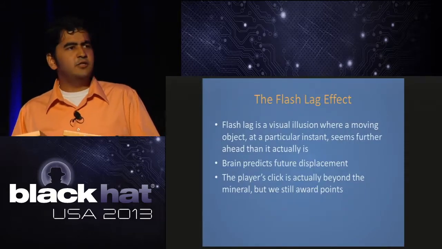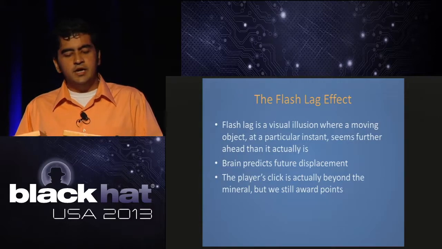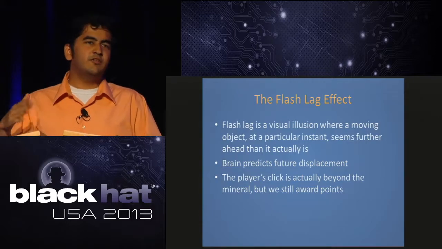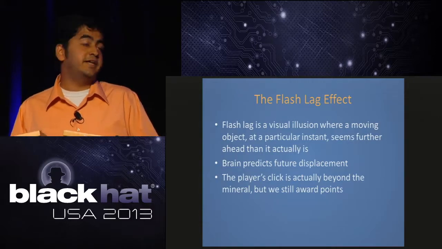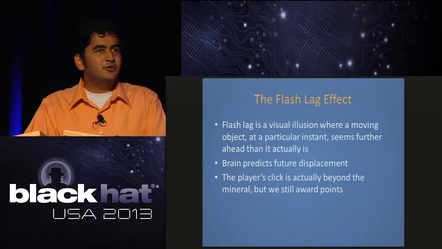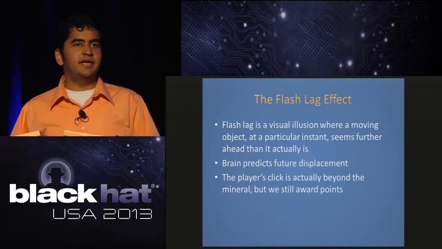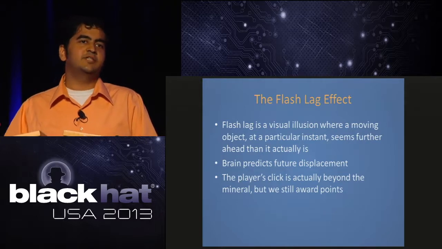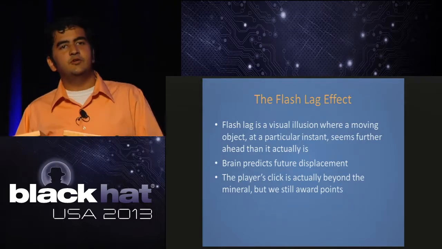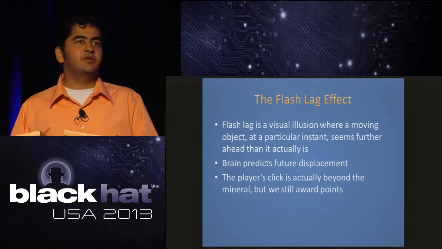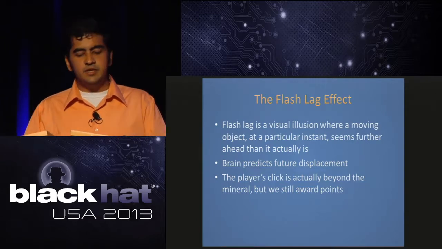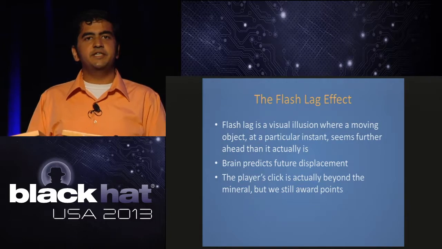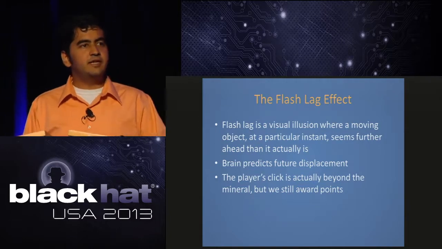This is a well-studied illusion in human perception where a moving object at a particular instant always looks a bit further than it actually is. Neuroscientists believe that the reason for this is that brains inherently have an idea of inertia, and they believe that a moving object can't suddenly just stop. So we tend to assume that it will be a little further away than it actually is. So we still award points every time the user clicks a little bit further.